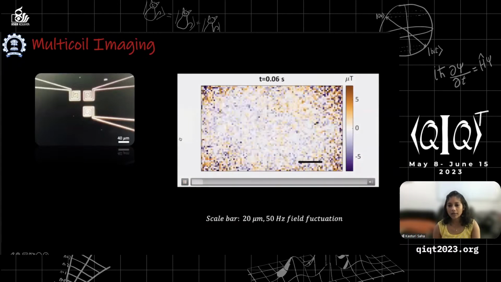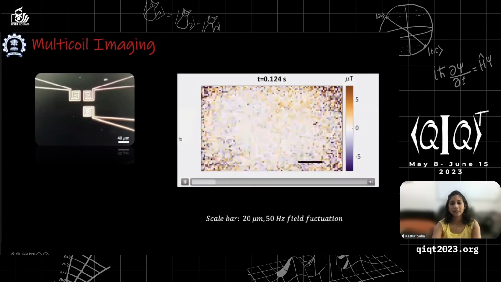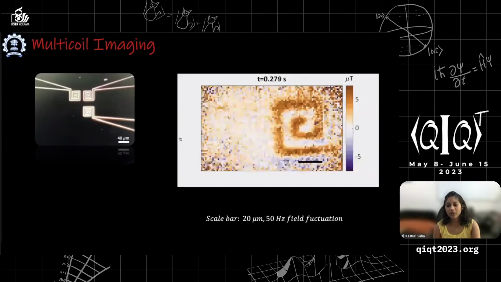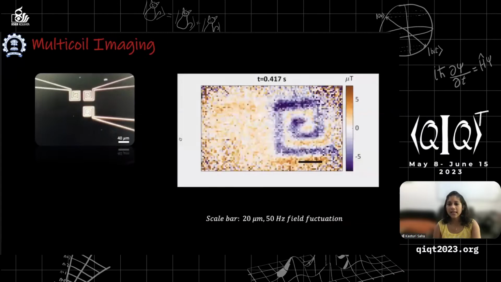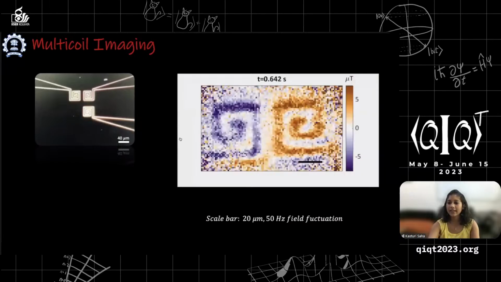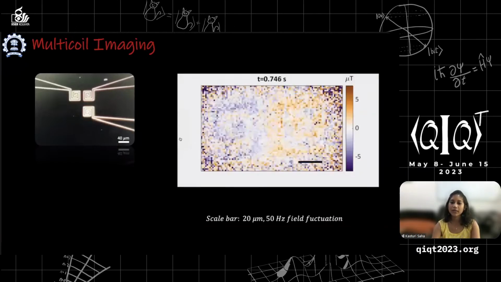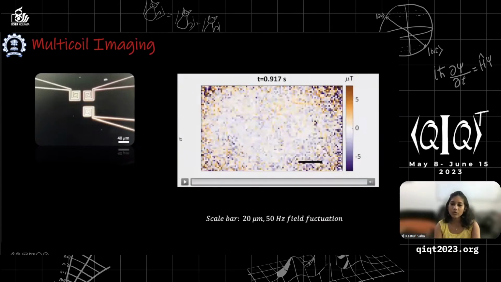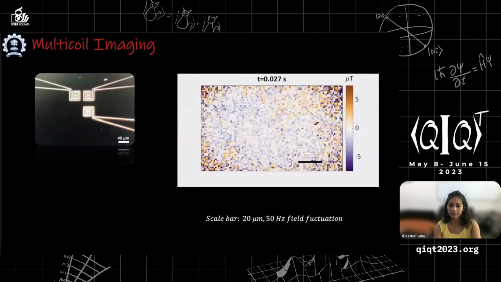So here, essentially what you have is a multi-coil structure, and as you flow different currents with different phases, you have different magnetic fields that are created. And this is at a video frame rate. You can see that the magnetic field can be easily tracked, and this is what we are going to use to develop the magnetic field sensor.